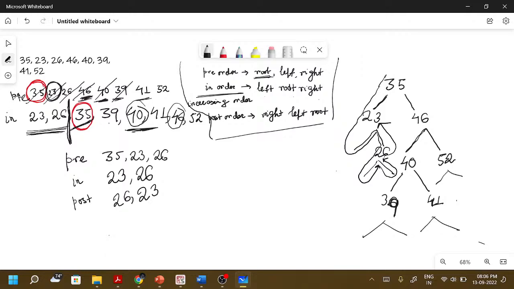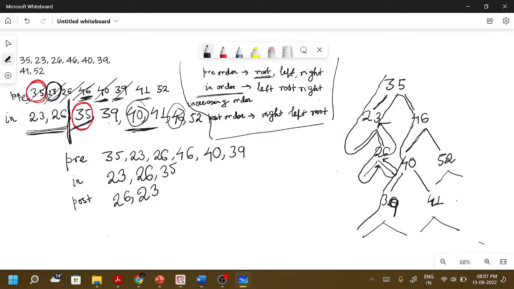Then we'll go back, and now we are touching the 35 for the second time, so that will be in order. Now when you are going back, touching 46 for the first time, so 46 will be in the pre-order. Again we'll go down, from left to right, so we are touching 40 for the first time. Then we'll go back, touching 39 for the first time, so 39.